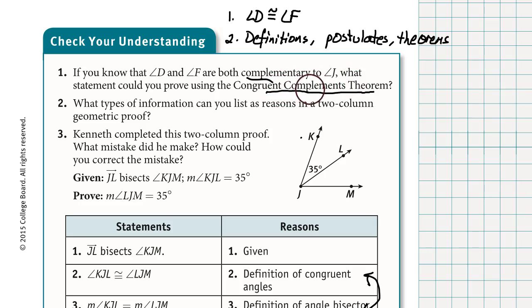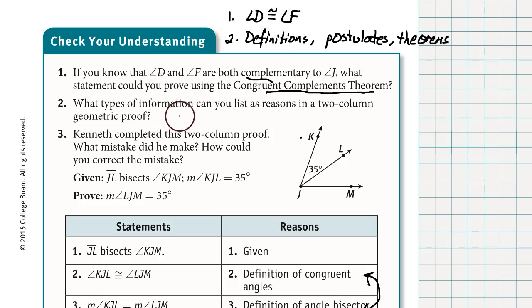I kind of glossed over this in the video to save time, but if you looked back a page, you could find this theorem. But just the name of the theorem is probably enough hint. Congruent complements theorem means that if 2 angles are complementary to the same angle, then they must be congruent to each other. So we can say angle D is congruent to angle F.